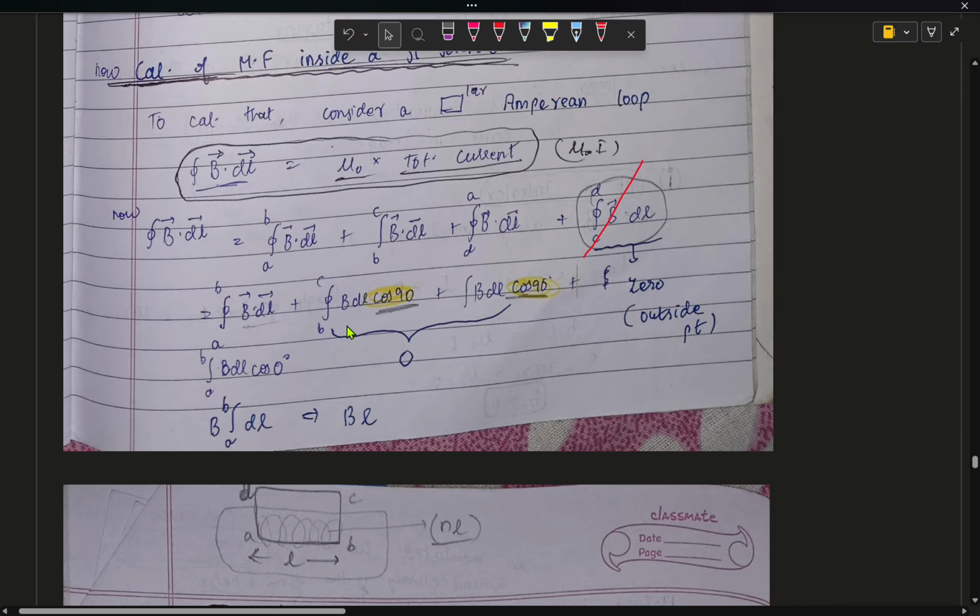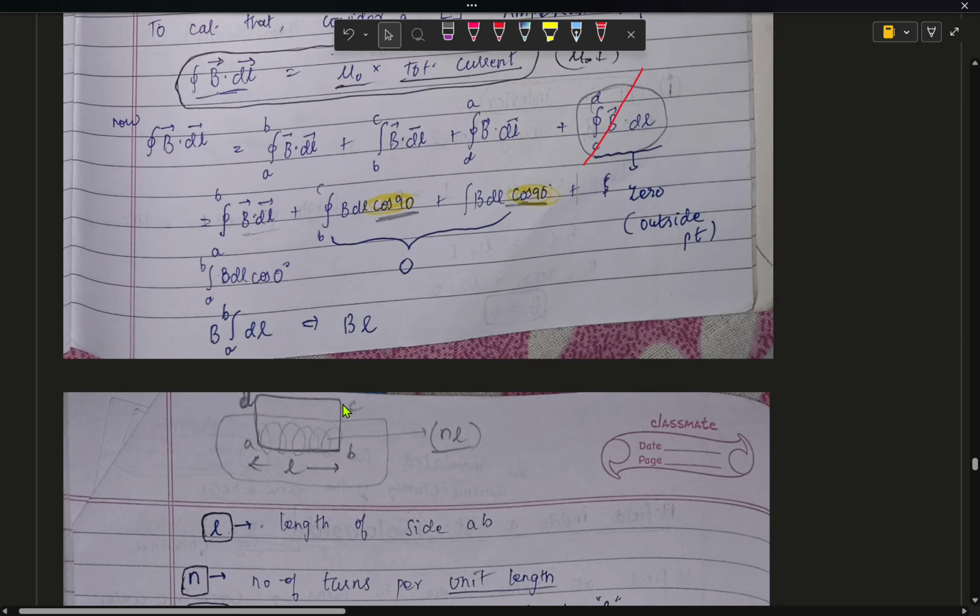Now, B to C is perpendicular, and A to D is perpendicular to the magnetic field. From the formula, as it is a dot product, cos 90 will be 0, so these two quantities will be 0. Now the only quantity we take is A to B, the parallel component: B dl cos 0, so B into dl. If you integrate dl from A to B, you will eventually get the length of this solenoid. So L is the length.